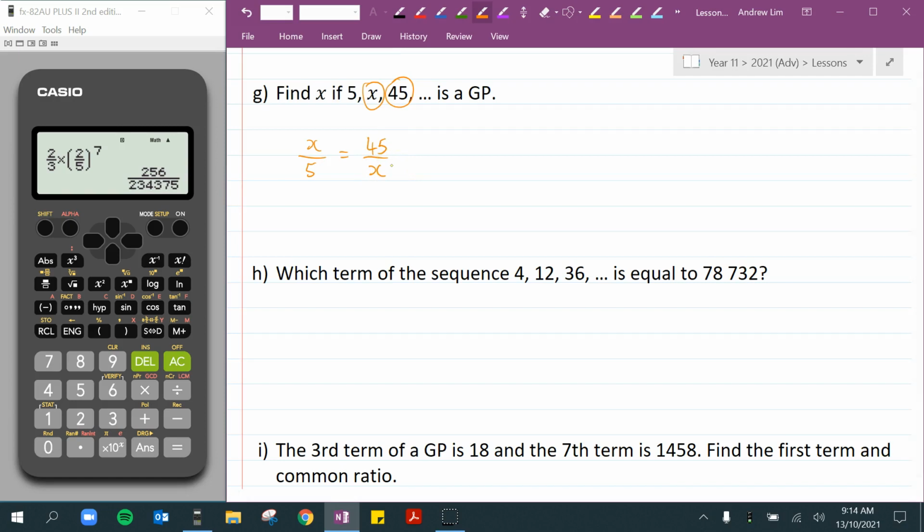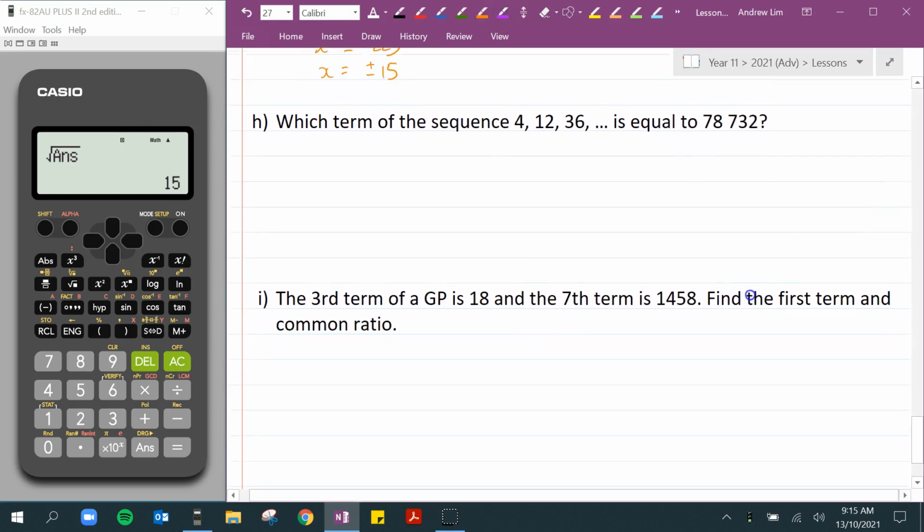So all I'm going to do here is cross multiply. x squared is equal to 45 times 5, which is 225. And therefore x is equal to the square root of that, so it's going to equal plus or minus 15. So there are two answers. We could have 5, 15, 45, where we can see that there's a common ratio of 3. Or there could be 5, minus 15, 45, where it's got a common ratio of minus 3. Either way, there are two answers. x is equal to plus or minus 15.